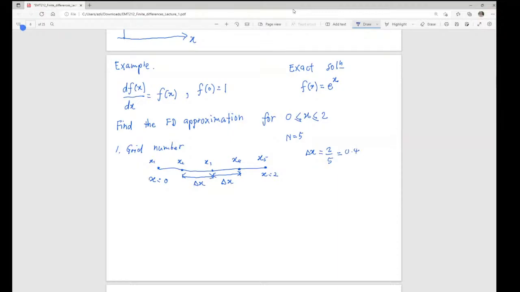If we were to tabulate the x value in a table: x0, 0.4, 0.8, 1.2, 1.6, and 2.0. But we know that at x0, f(x) is equal to 1.